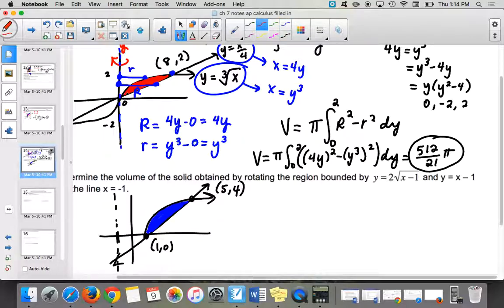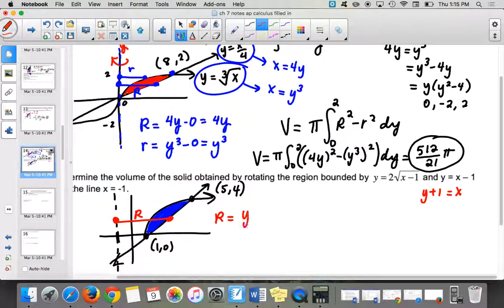So let's think about it. If I have my distance from my axis of rotation, we always start there, and we're going to the outside of the region, that's my big R, what do you think it is? So what is that? X minus 1? Right, you have to solve in terms of y. We need everything in terms of y. So I'm going to say y plus 1.